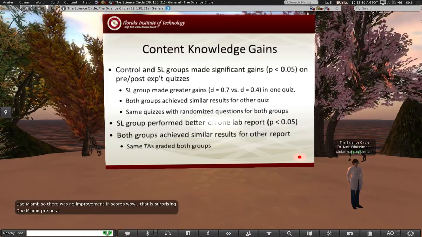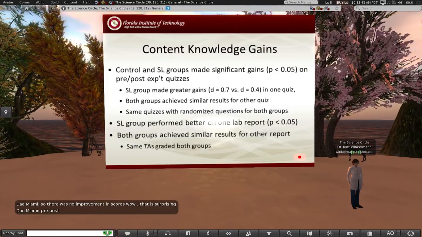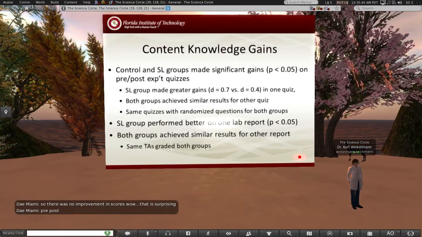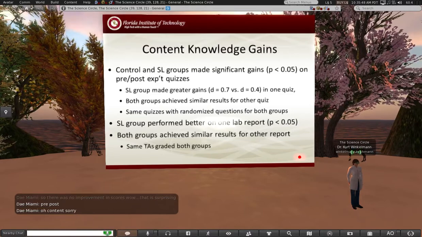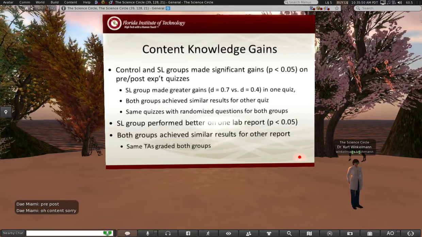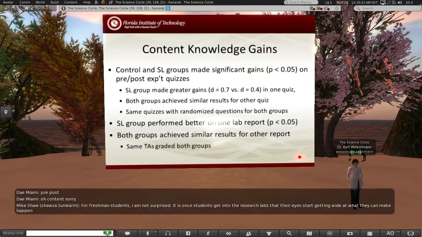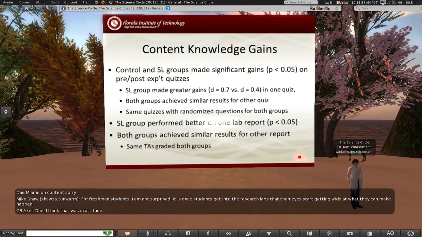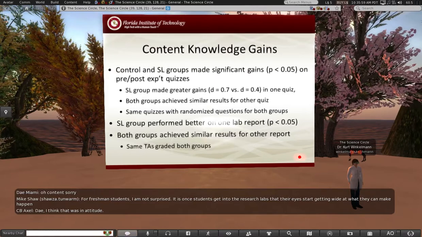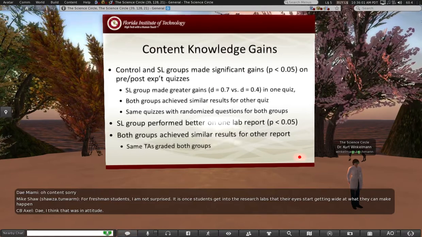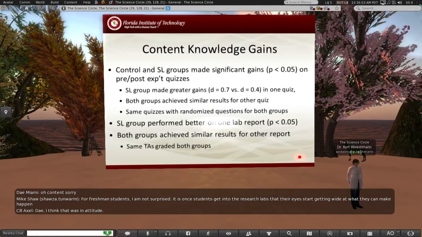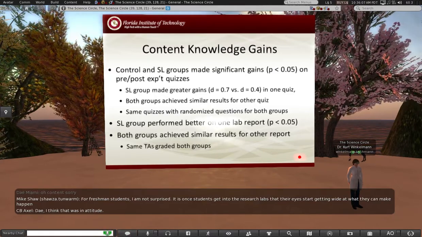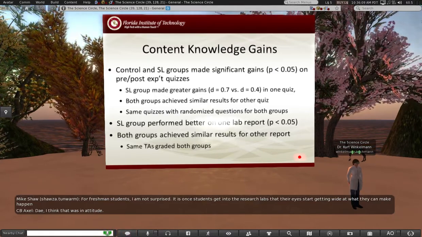So, content knowledge gains. This is where we did start to see some impact of Second Life. Of course, we would expect, and we were pleased to see, that both groups learned something during their respective lab experiments. The quizzes they took at the end of lab showed that they had learned something compared to their initial scores on the pre-lab quizzes. But on one of the quizzes, the Second Life group made even greater gains.